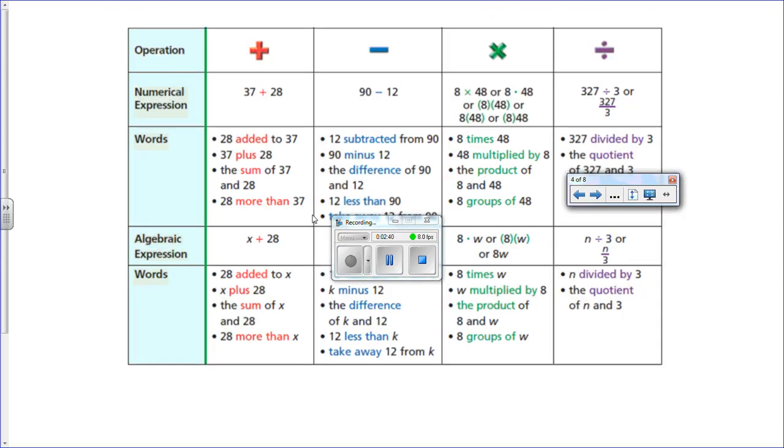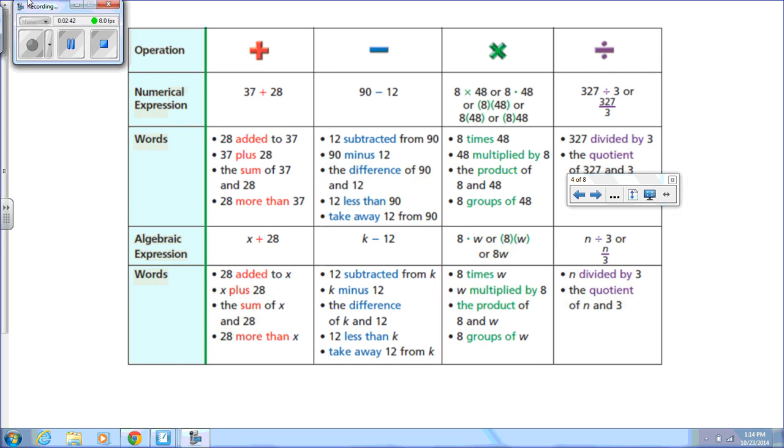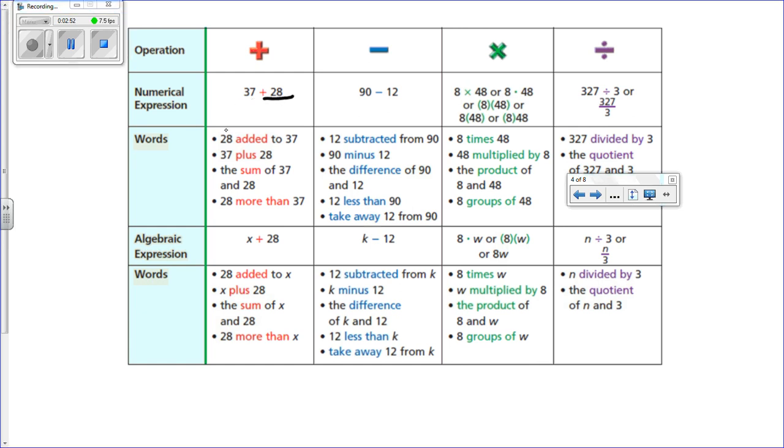Let's look at the different operations: adding, subtraction, multiplication, and division. First we have the numerical expression 37 plus 28. Some words that represent addition are 28 added to 37, 37 plus 28, the sum of 37 and 28, 28 more than 37. These are numerical expressions.